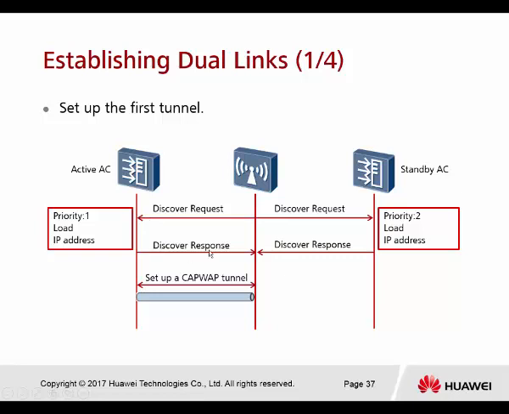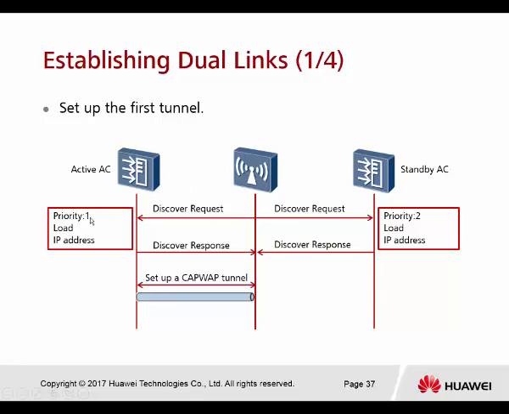This discover response is delivered with the priority. Okay, same with the AC right here, AC number 2, it will also send it. So for this priority inside the controller, the smaller the priority value, the higher the preference. So now the AP compares these two. AC number 1, priority 1. AC number 2, priority number 2. So after comparing, the AP here is going to choose the first controller.